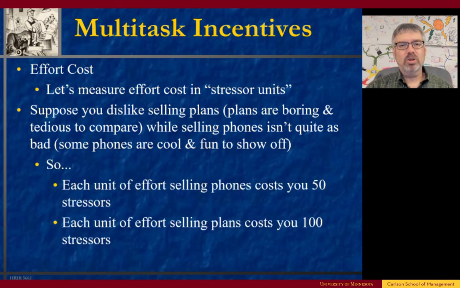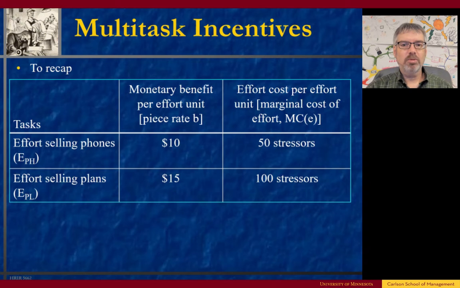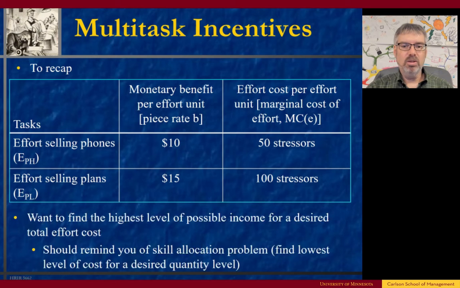All right, so we could quantify this in a very homo economicus type way. Let's suppose that each unit of effort selling phones costs us 50 stressor units, whatever the heck that is, and it's 100 stressor units for each unit of effort that we exert trying to sell plans. Again, for us personally, in this example, we don't like selling plans as much, so it's a higher effort cost. So what's the optimal allocation when we have these different marginal benefits of the two different types of effort, and different costs of these two different types of effort?